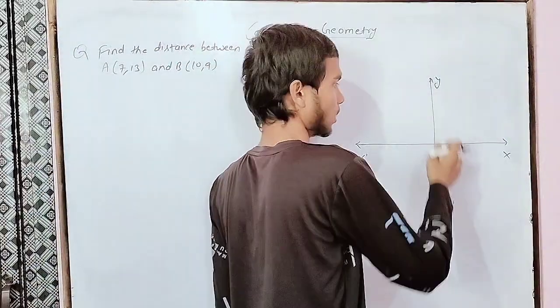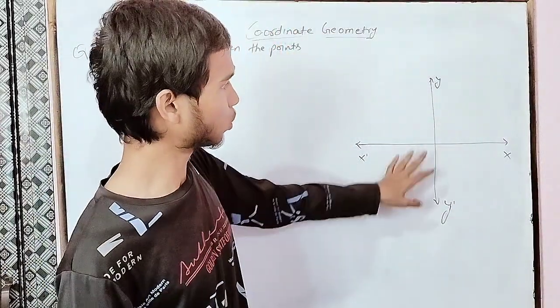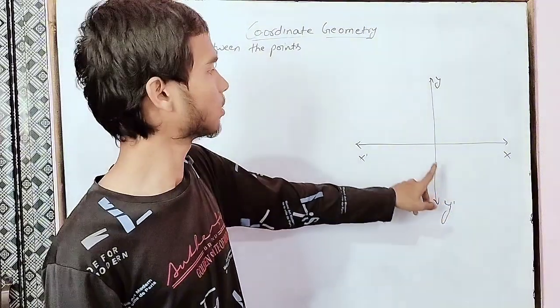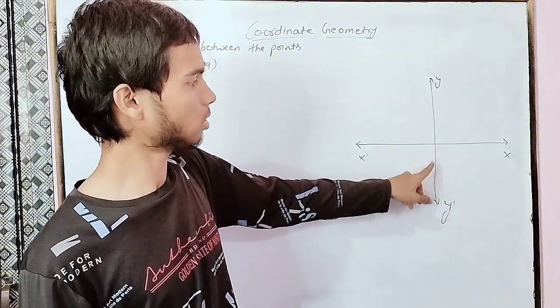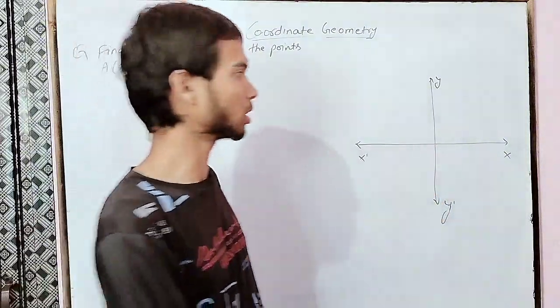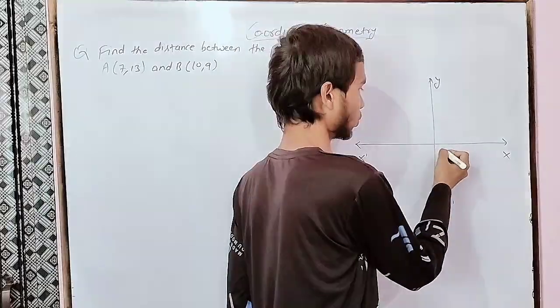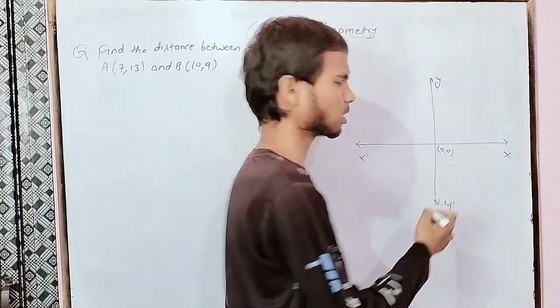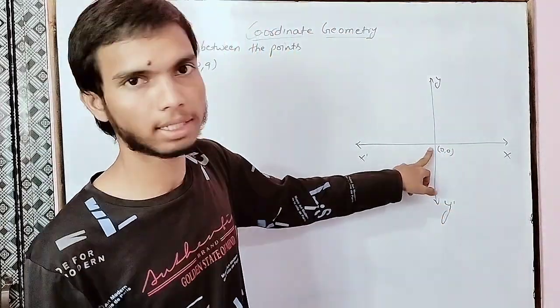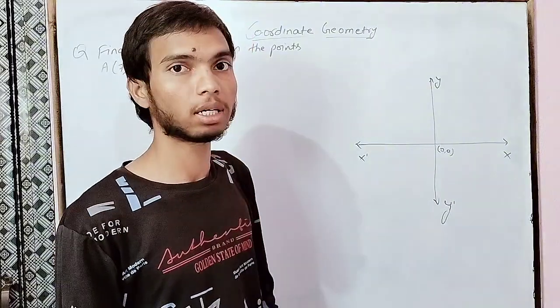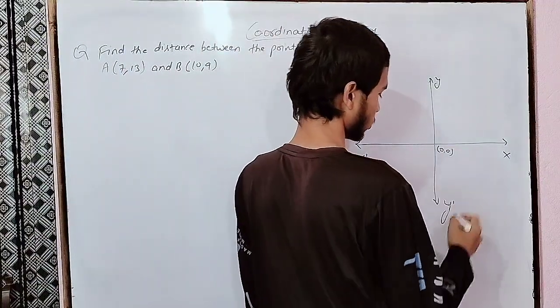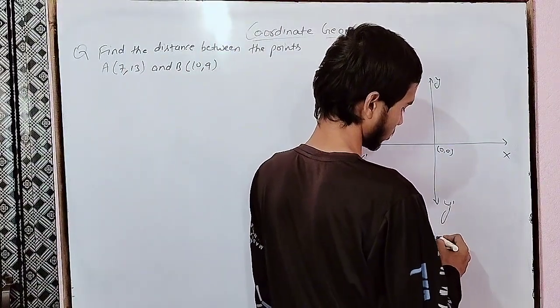Now we have two lines, and these two lines are intersecting each other. Where? Here. Where these two lines intersect each other is (0, 0), which is known as the origin. So it will be the origin.